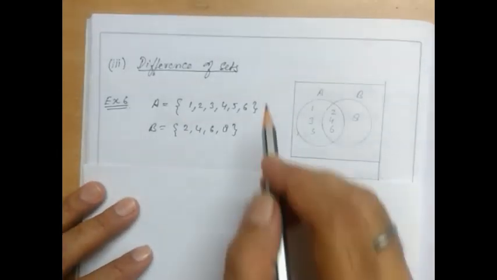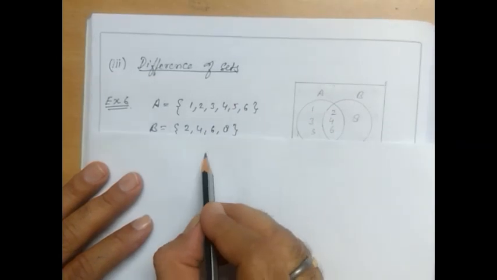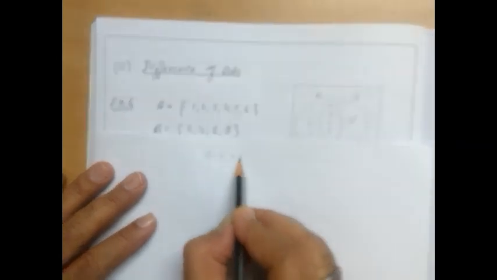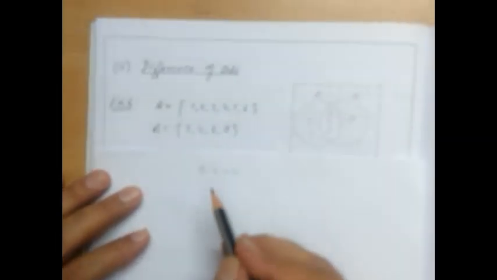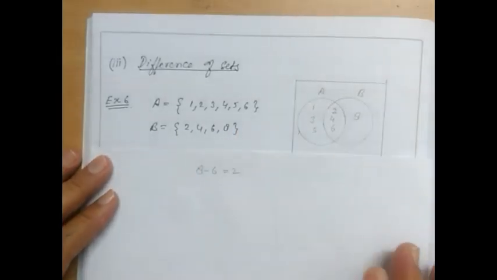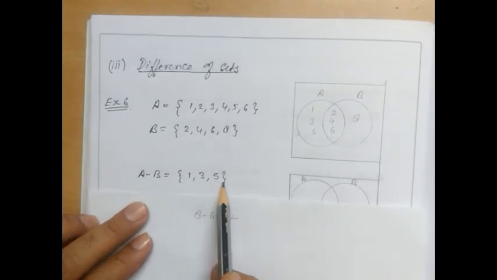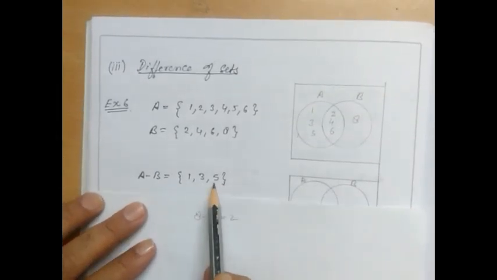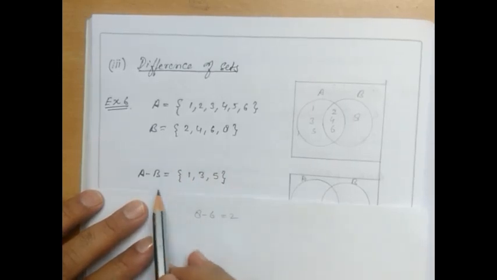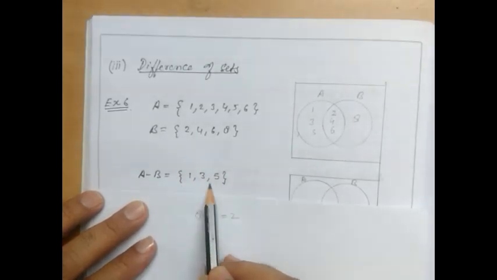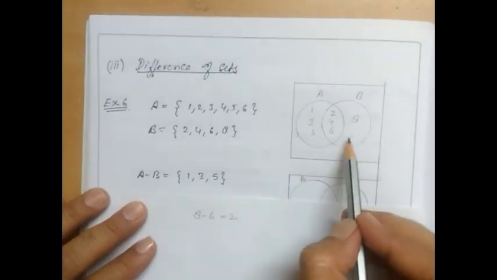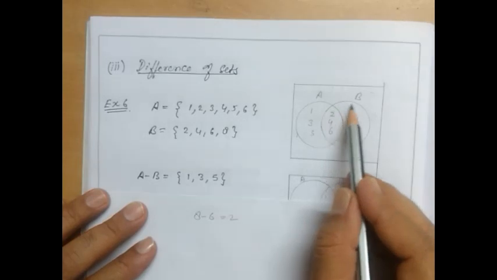If we take the numbers, say 8 minus 6, we get 2. So we are talking here of numbers, but how will we subtract the elements? Here the difference means if I say A minus B, I am getting 1, 3, 5. What does this mean? It says all the elements of set A which are not present in B.